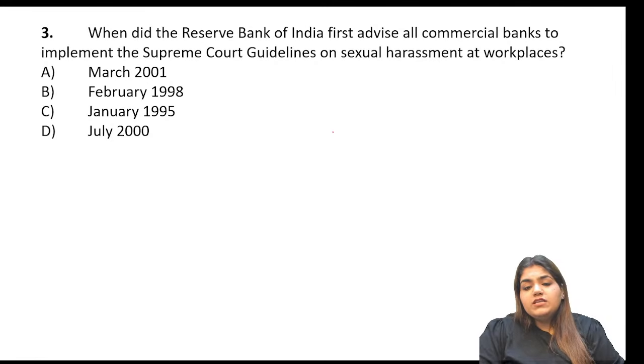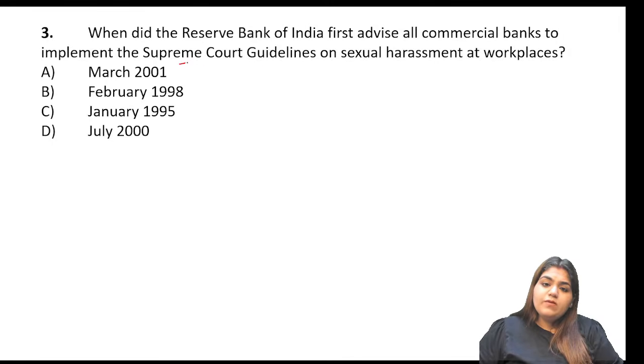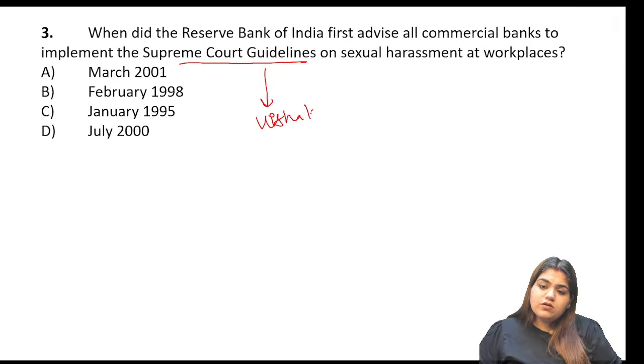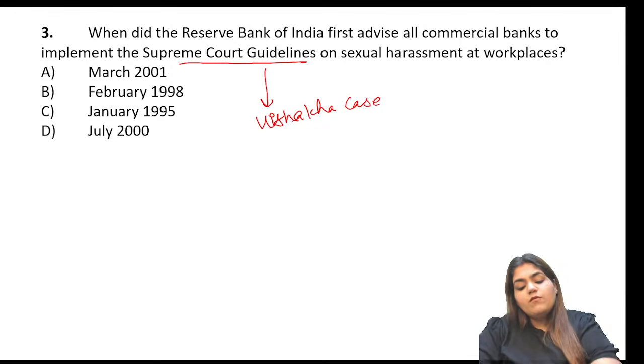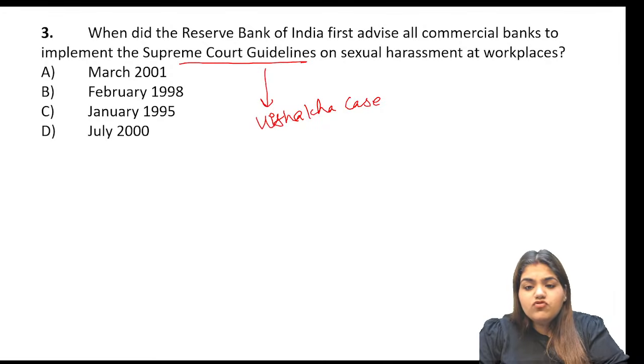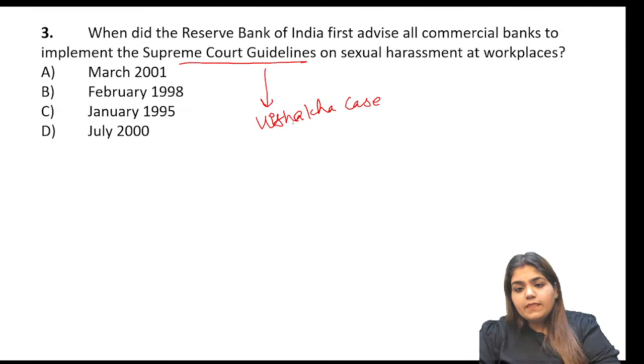Next, when did the Reserve Bank of India first advise all commercial banks to implement the Supreme Court guidelines regarding sexual harassment? Supreme Court gave guidelines in the Vishakha case. The name of the case is Vishakha case. अब आपको पूरा केस याद नहीं करने की जरूरत है. The name, you should remember the Vishakha case. ठीक है. It is regarding sexual harassment, and the guidelines came in 1998, February.